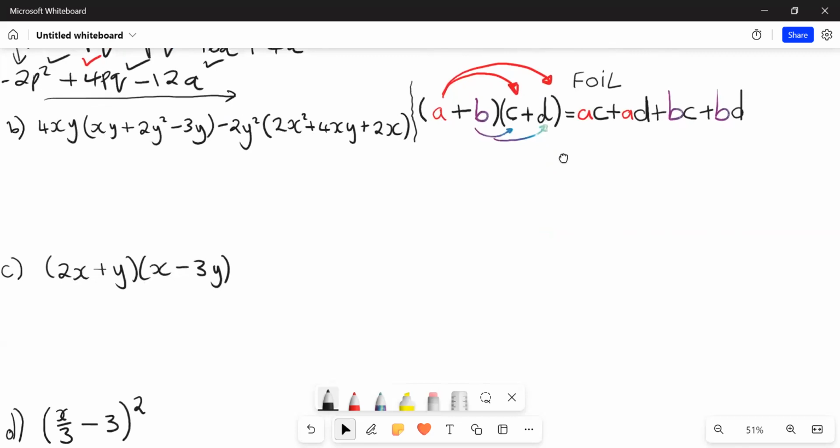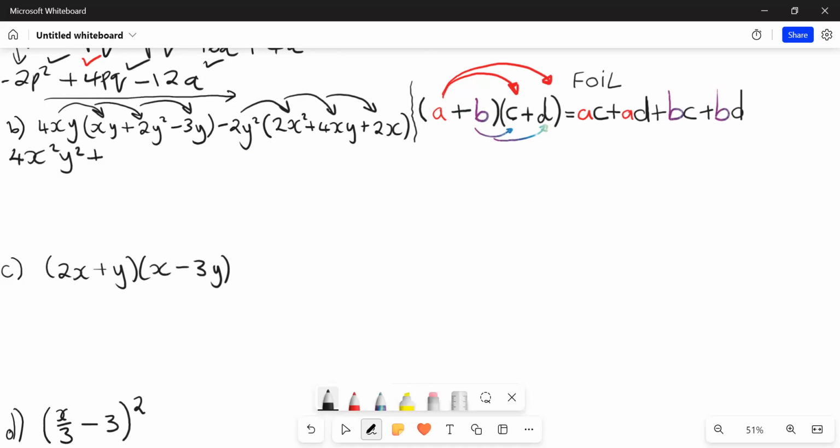Now let's go to the next question, right? So on our next question, we still need to apply the distributive law. So we distribute, we distribute, we distribute. So we're basically distributing, right? So 4 times 1, that's 4. X times x, that's x squared. And then y times y, that's y squared. We're done with the first one.